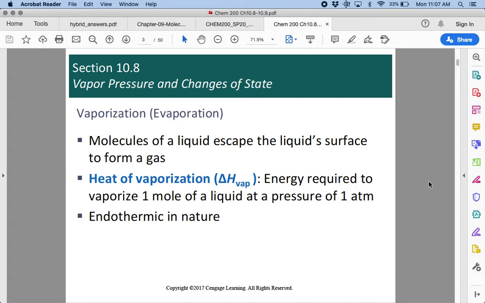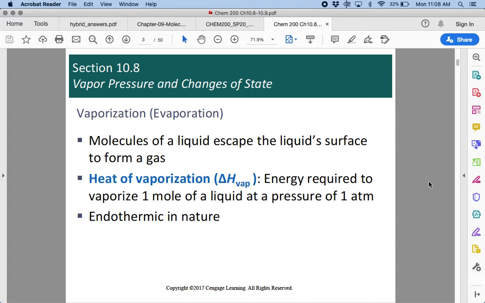So going from a liquid to a gas, what is the energy required to make that happen? Is it endothermic? Is it exothermic? So we're going to be applying thermodynamics now to these changes of states of matter, which means we still need to be understanding what's happening with those intermolecular forces for that to happen.